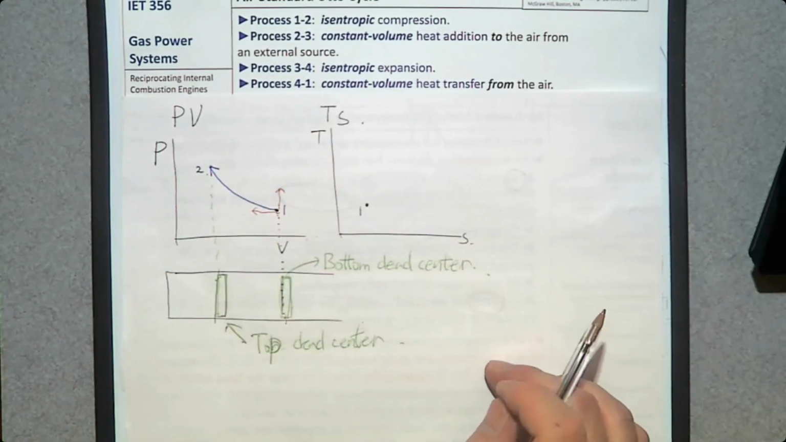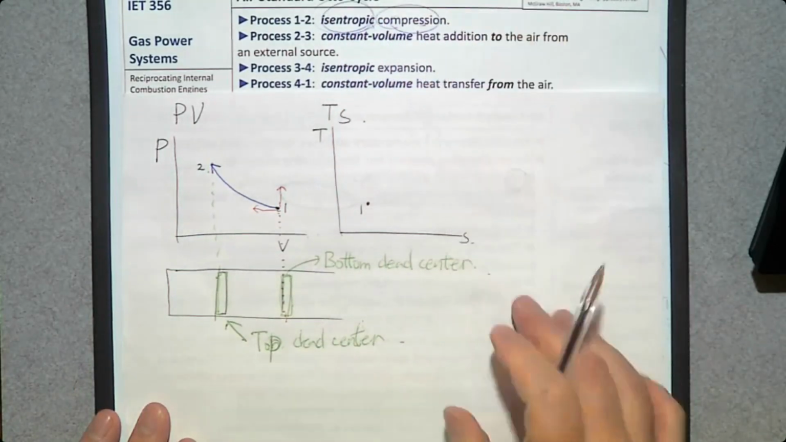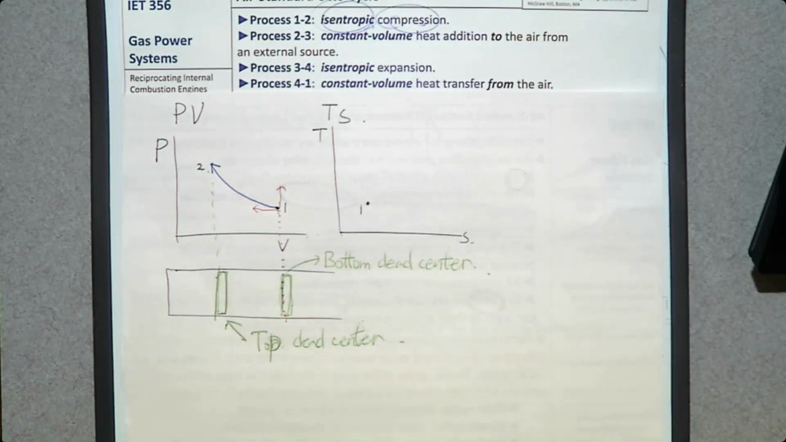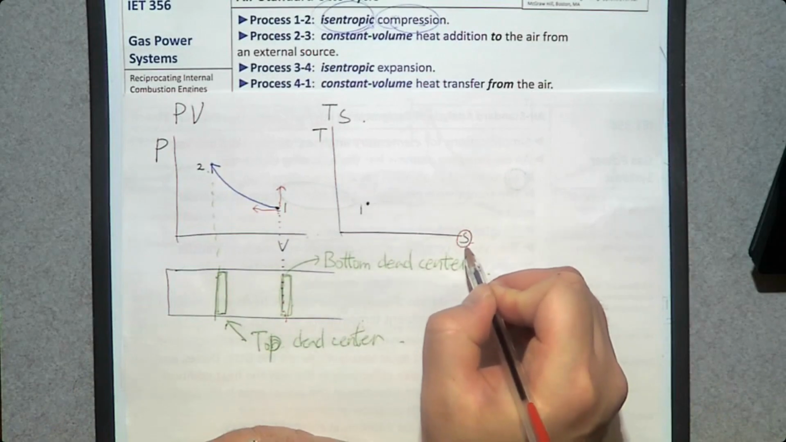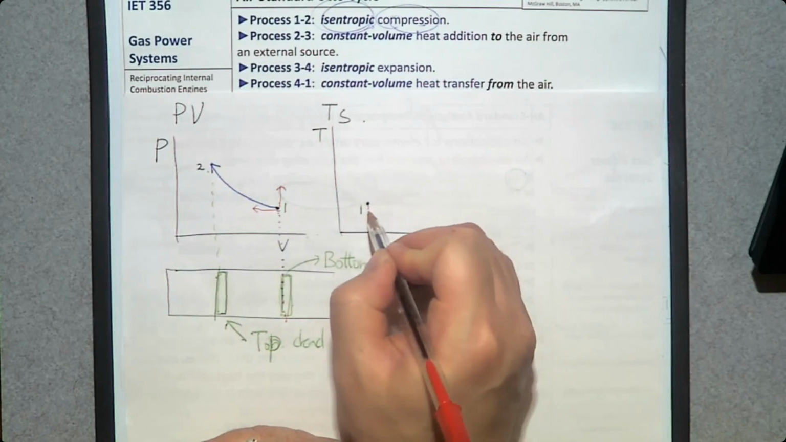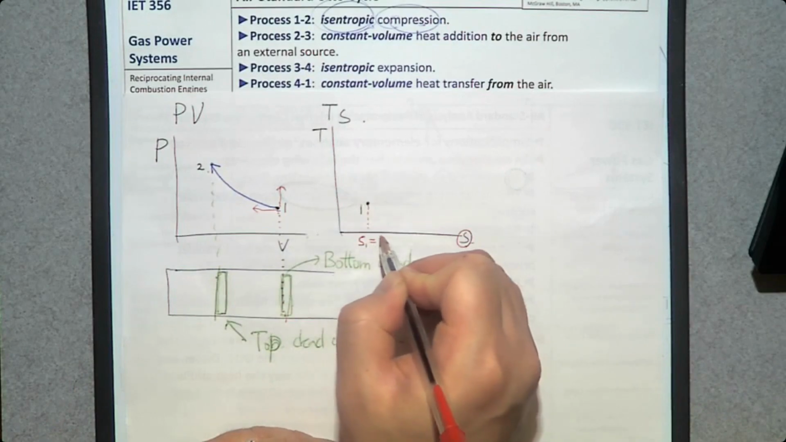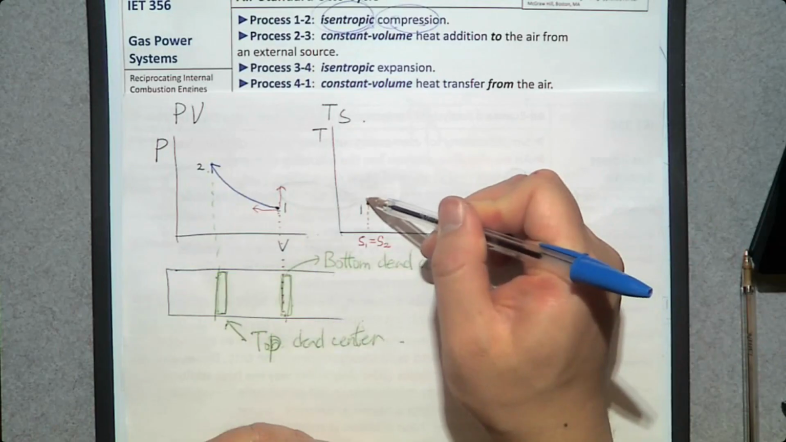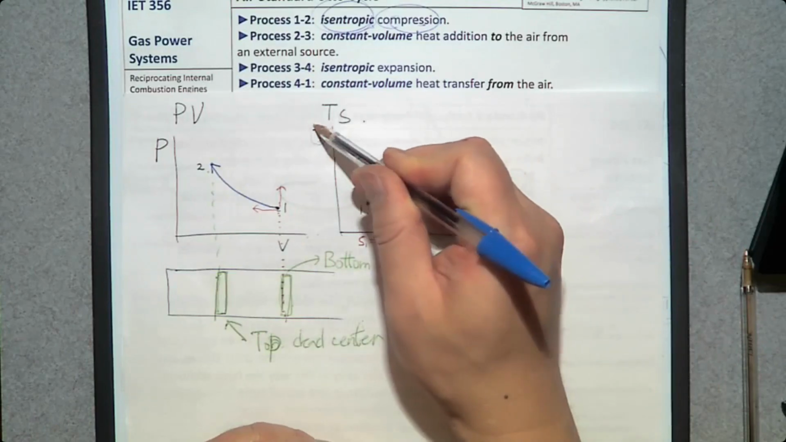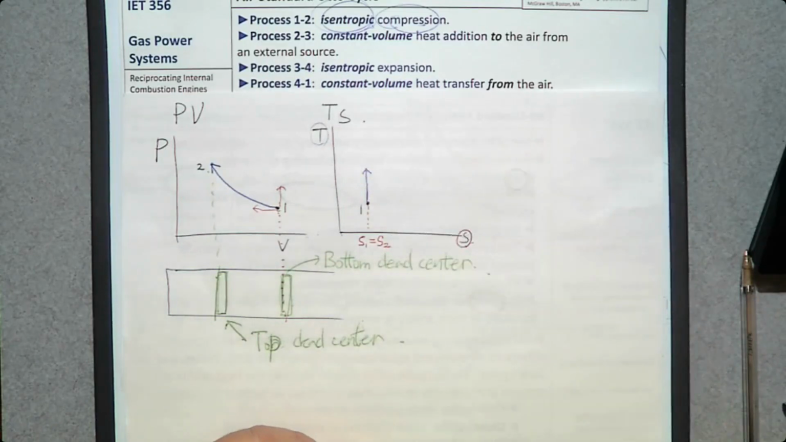On this TS diagram, it is an isentropic compression. So isentropic means entropy S remains constant. Entropy is the horizontal axis. Entropy S1 remains constant, so this is S2. So process 1 to 2 goes up because it's a compression process. Temperature should increase. So there is number 2.